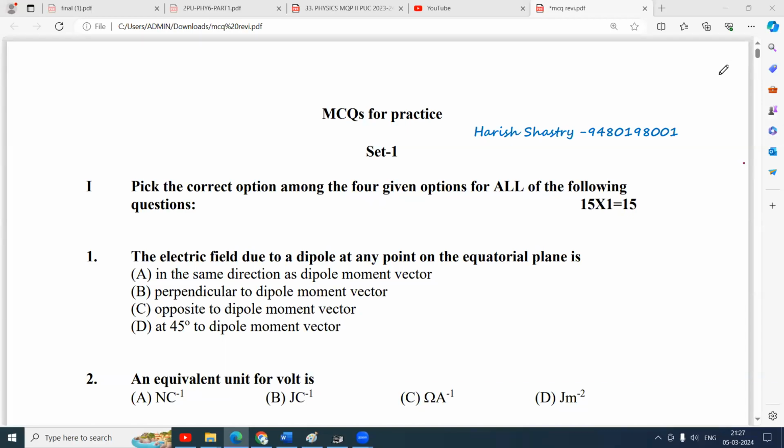Namaste everyone. Let us have a quick review on some of the sample multiple choice questions. Here is the first one.